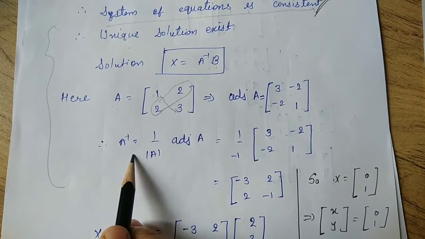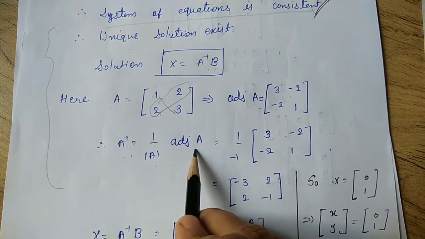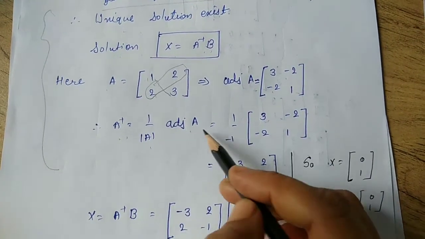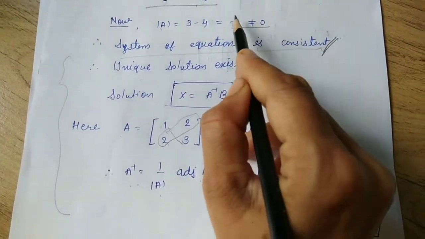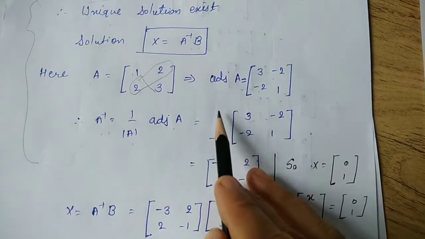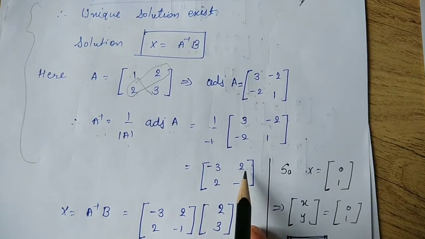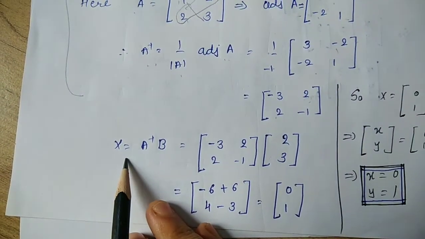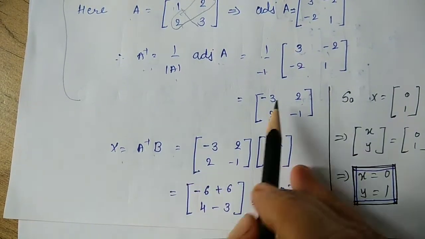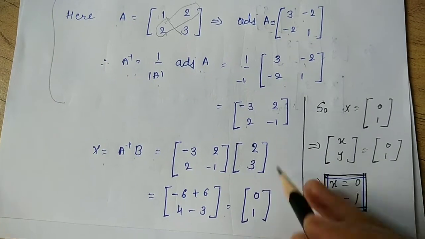So what will be A inverse, students? A inverse is 1 upon determinant of A into adjoint of A. So let me find this. So what was the determinant of A? Yes, minus 1. So it is 1 upon minus 1 into adjoint of A. Take minus inside. So minus 3, 2, 2 and minus 1. So X is equal to A inverse into B. So this is your A inverse into B. Just multiply it and find the solution.